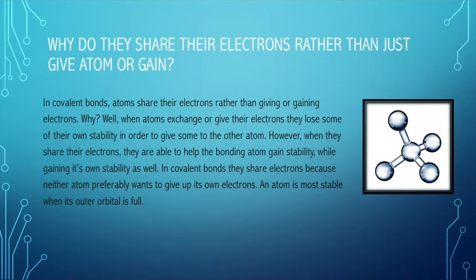Why do they share their electrons rather than just gain or give them? In covalent bonds, atoms share their electrons rather than giving or gaining electrons. You might ask yourself why, and the answer isn't actually that hard. Since both of the atoms want to gain full outer orbitals, neither of them wants to give away their electrons. So instead, they just share them, which means that in almost all cases, both atoms will gain a full outer orbital.